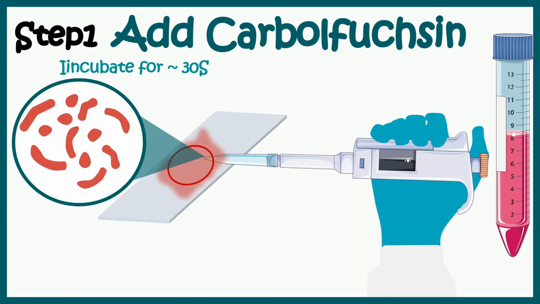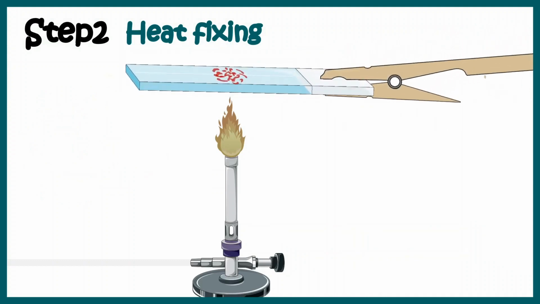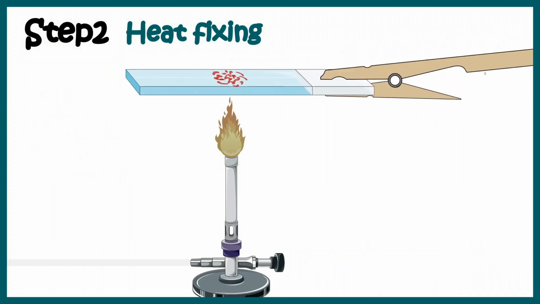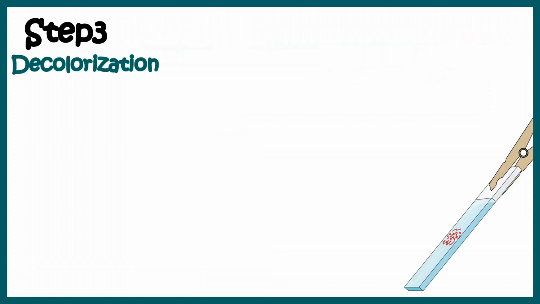After this step, there is a heat fixation step which fixes the stain even further, and it's important so that these bacteria adhere to the slide and do not wash away when we are adding other reagents. Now in step 3, we would be using a decolorization agent.